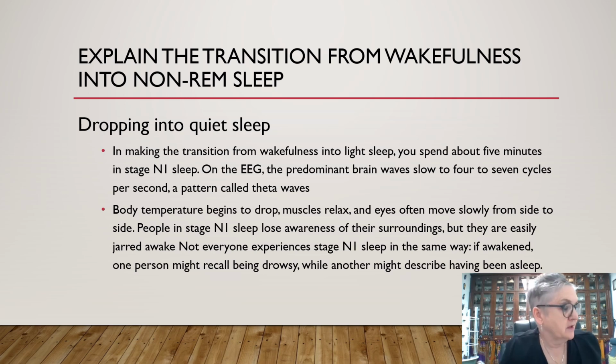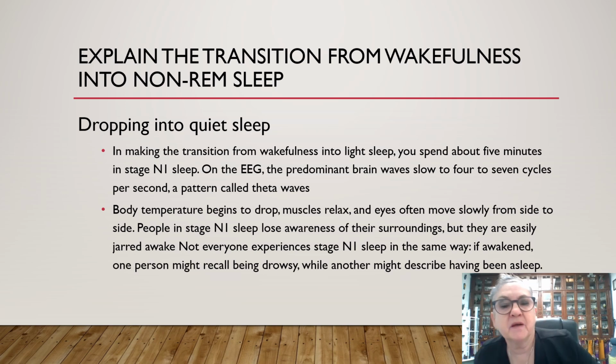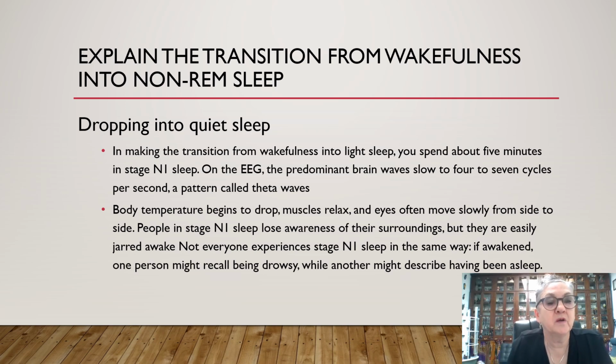So let's move on to the next objective in your syllabus, and that includes explaining the transition from wakefulness to non-REM sleep, or in other terms, dropping into quiet sleep. In making the transition from wakefulness into light sleep, you spend about 5 minutes in stage 1 or N1 sleep. On the EEG, the prominent brain waves slow to 4 to 7 cycles per second, a pattern called theta waves. Body temperature begins to drop, muscles relax, and eyes often move slowly from side to side.